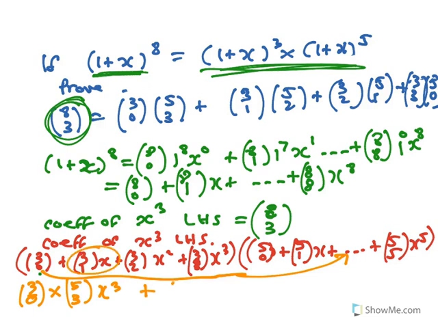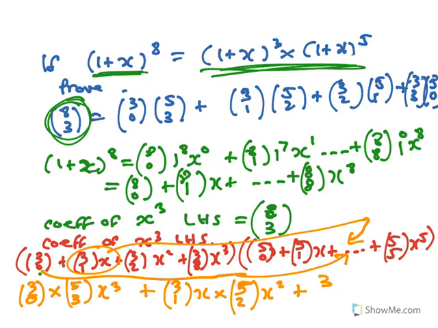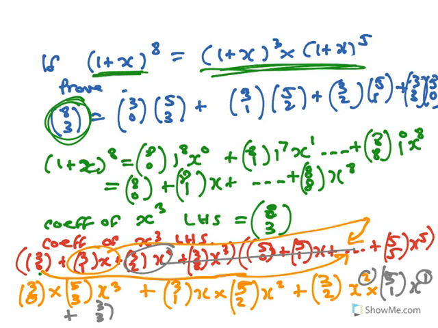And 3C1 x would have to go with 5C2 x^2 in this one. The 3C2 x^2 would have to multiply with 5C1 x^1, because a 2 and a 1 makes a 3. And then 3C3 x^3 would have to go with 5C0 x^0.